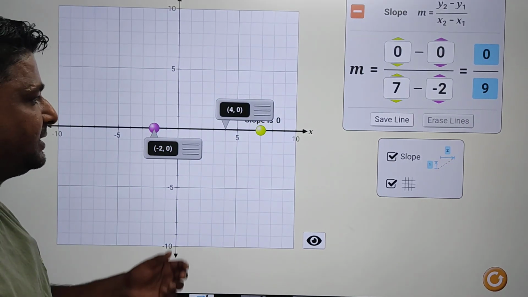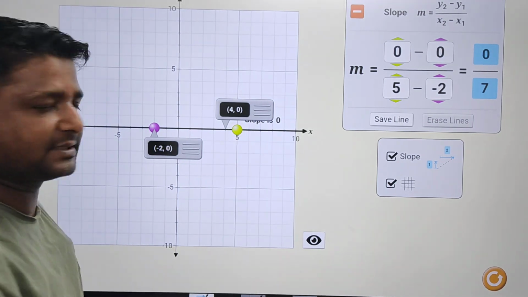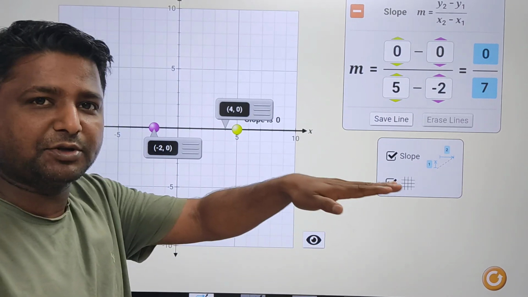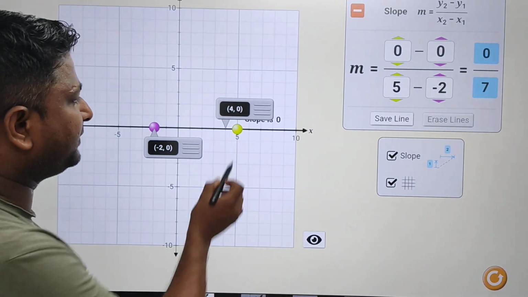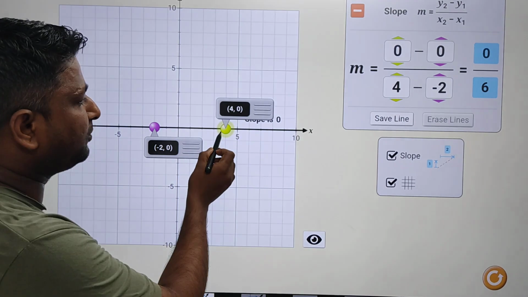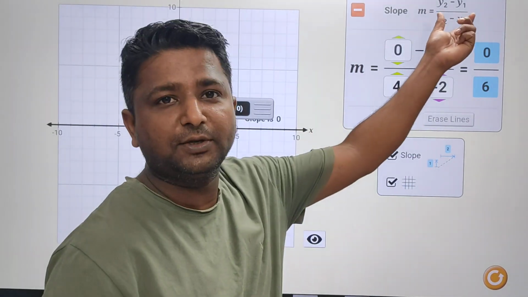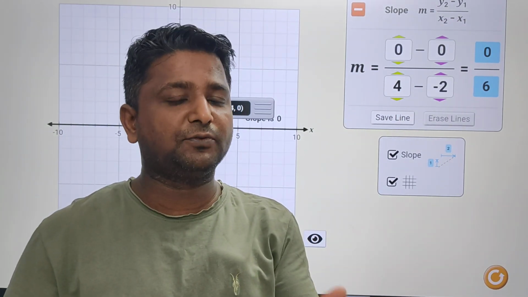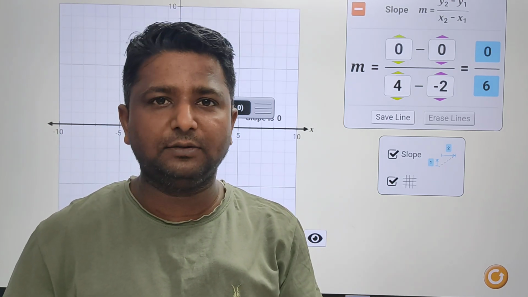So let me first keep this horizontal line over the x-axis. In fact we are going to first find out the slope of x-axis, which is horizontal and perpendicular to the y-axis. Now how do we define the slope of a line? Slope of a line is denoted by a small m, and it is difference of y coordinates over difference of x coordinates.